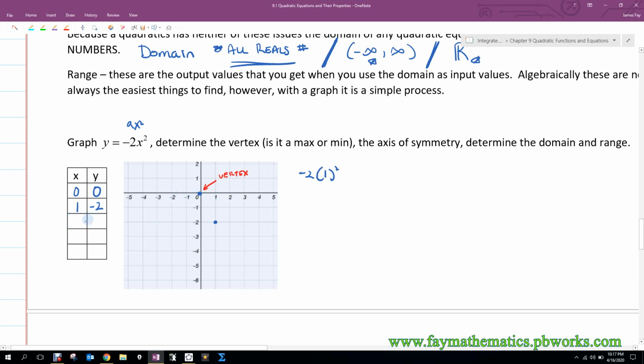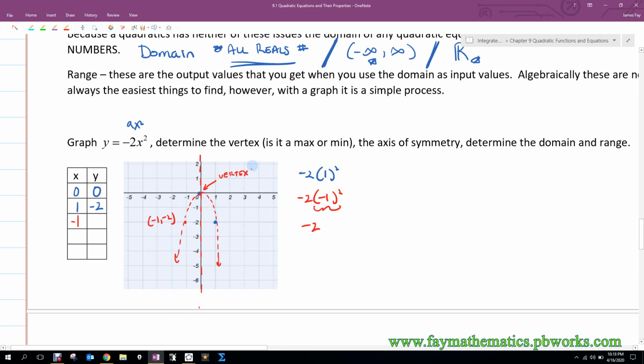I would want to try to find a point to the left there, so maybe it makes sense to go negative 1. But if this is my vertex, I know my axis of symmetry passes through there. So this point here at 1, negative 2 will be symmetric, or maybe even say reflective, to that point there at negative 1, negative 2. And if you try that, if I go negative 1 squared, do my algebra, that gives me 1. Negative 2 times 1 is negative 2. Okay, so these 3 points are enough to give me a good sketch of my graph.